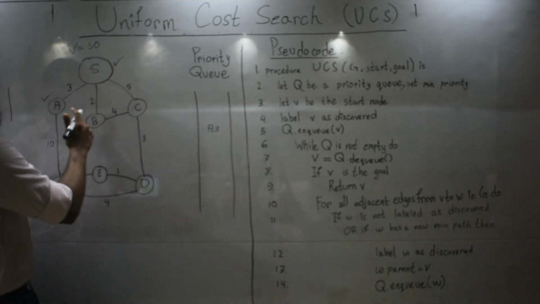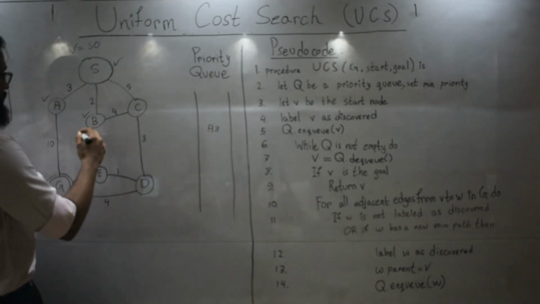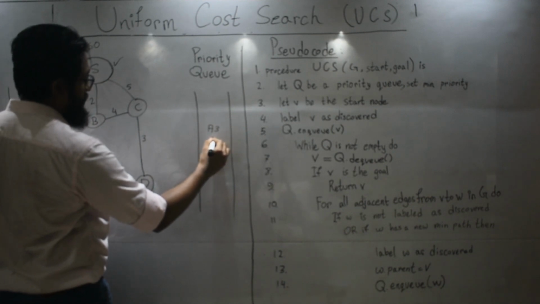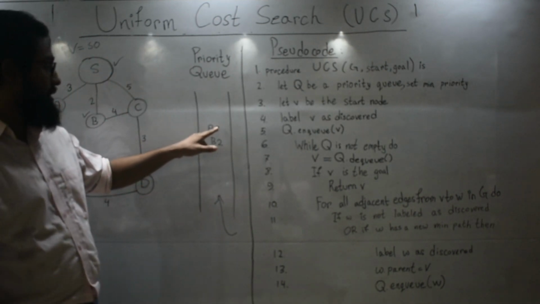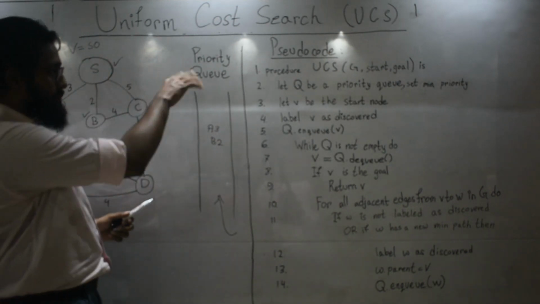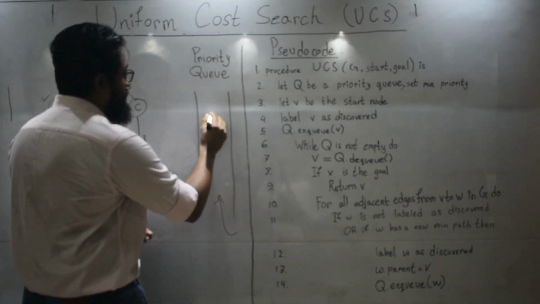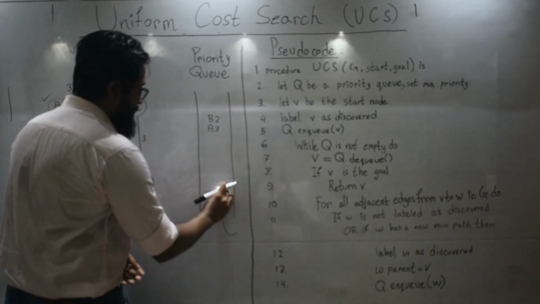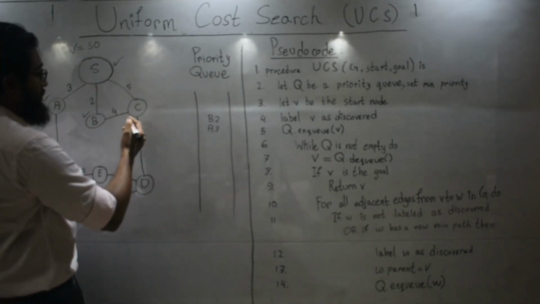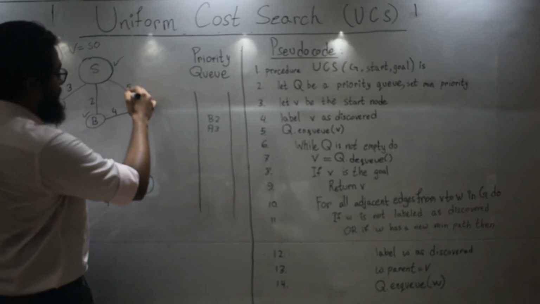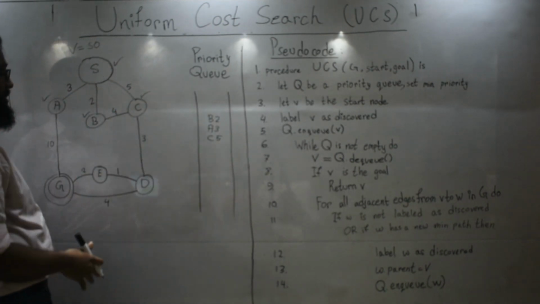The next one is B. Let's discover B and put it in the queue. B has a cost of 2. After you have enqueued B, you can immediately see that B is smaller than A. So the priority queue will immediately sort it and put B before A because it has a smaller path cost. Next one is C. Discover C, and let's enqueue C 5. It is alright, you don't have to change it.